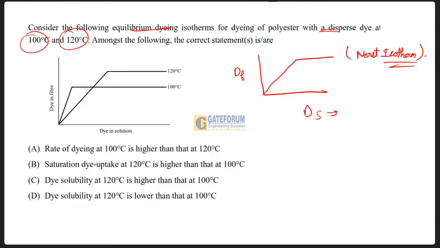DF is equal to K times DS. This is the equation for the Nernst isotherm. And for the Langmuir isotherm, what is the equation? For Langmuir, the suitable fiber and dye are nylon and acid dye. And in Langmuir, DF is equal to K times DS into (Sf minus DF).